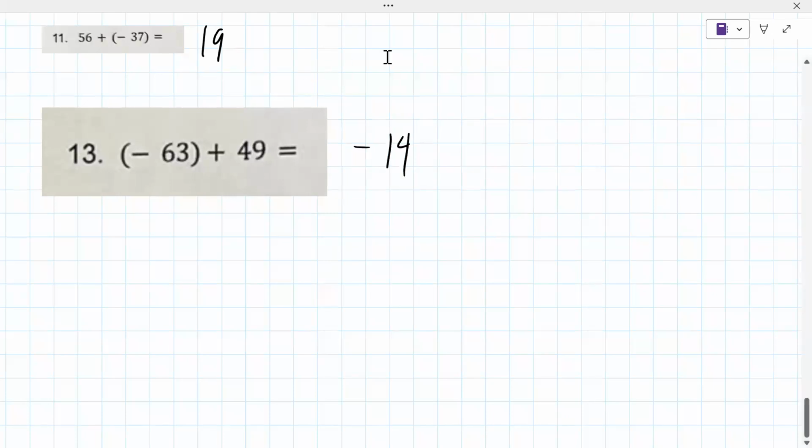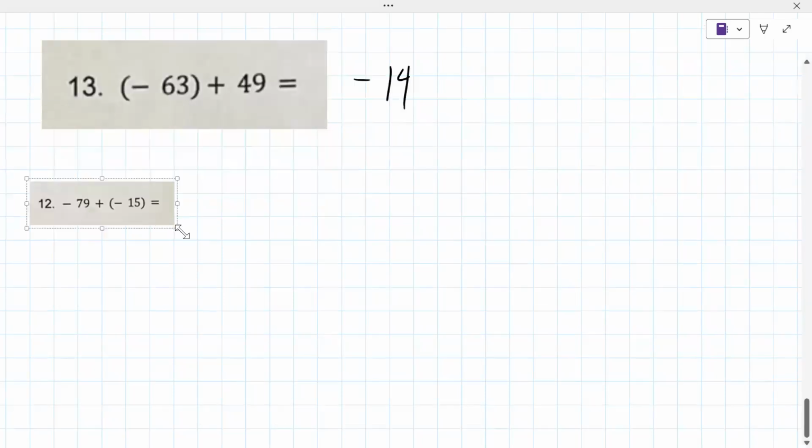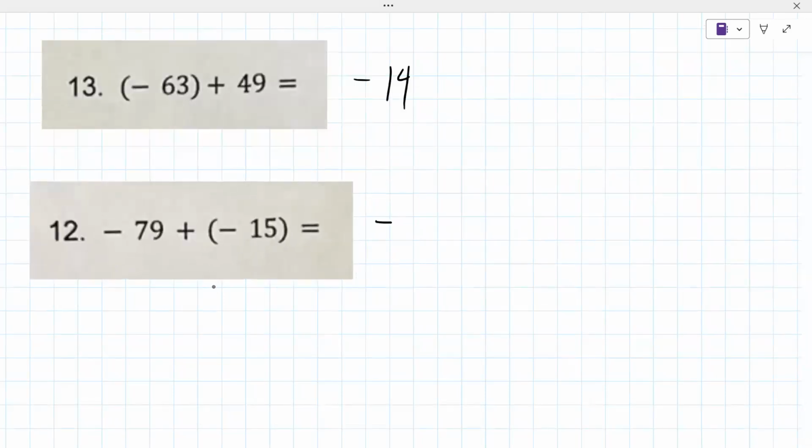All right. Now 12 is slightly different. 12 is same sign, both negative. So that tells you you keep the sign, and then you add the numbers without the signs. 79 plus 15 is 94.